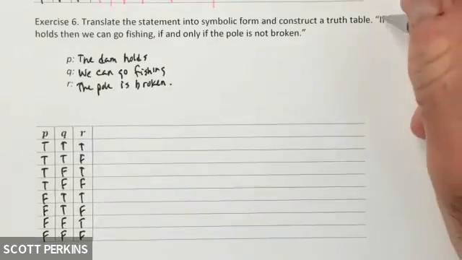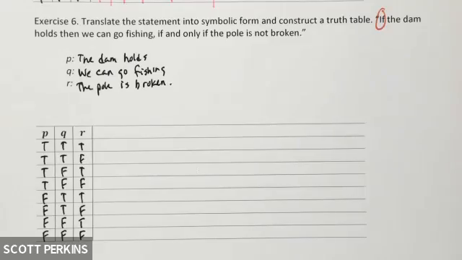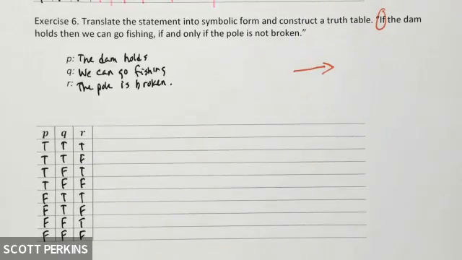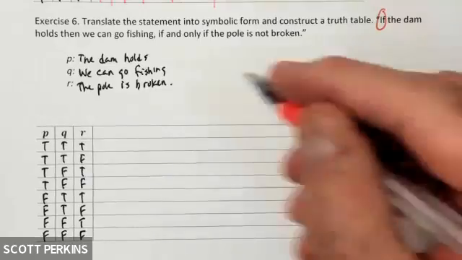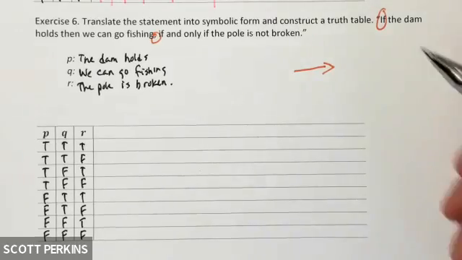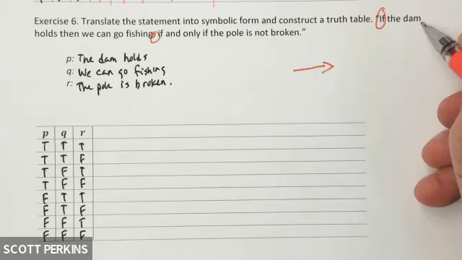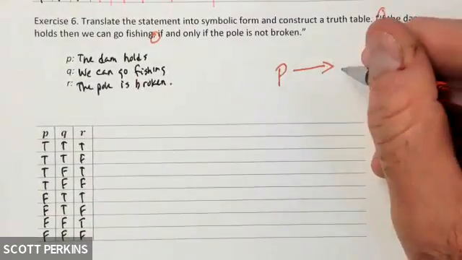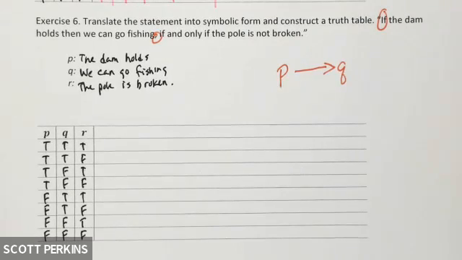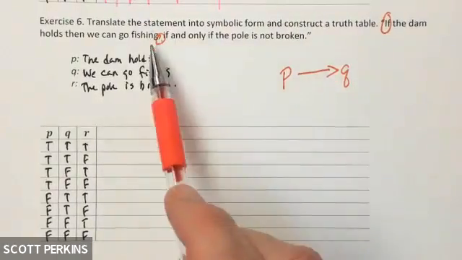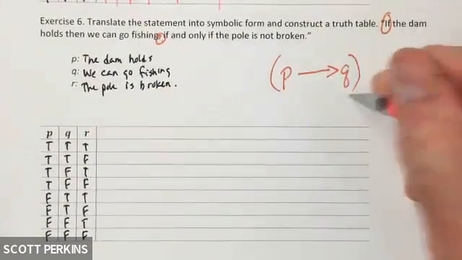That's important. So again, this starts off with an if. So if means that it's a conditional statement. So I'm going left to right. Also notice there's a comma. The comma has grouping. So if the dam holds, so that is P, then we can go fishing. So if P, then Q. Both of those are on the same side of the comma. So commas mean grouping, so I'll put those in parentheses.